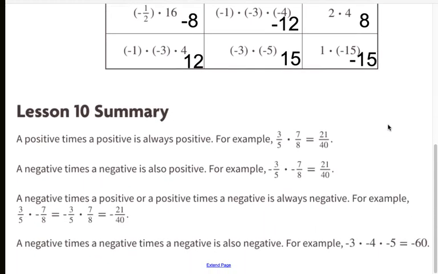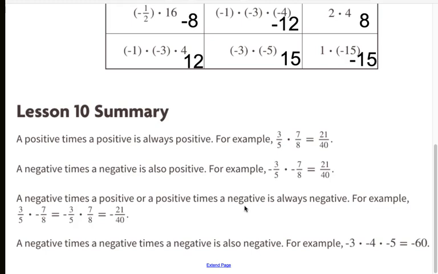For this lesson summary, if you go to the book or even here, this would be a good thing to put in your notes. Positive times a positive is always a positive. Negative times a negative is also a positive. Then if you have negative times a positive or positive times a negative, it's always a negative. So when you have 2 opposite signs, the negative wins. When you have 2 of the same sign, it's always positive.